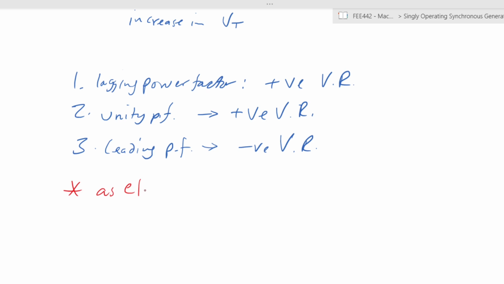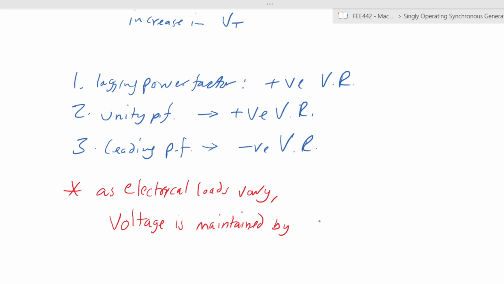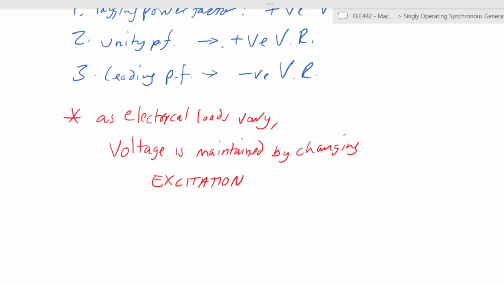As electrical loads vary, voltage is maintained by changing excitation. And this is key for the rest of this unit. If you want to regulate voltage, if you want to control voltage, you do it by changing the excitation, which is given by IF, right?